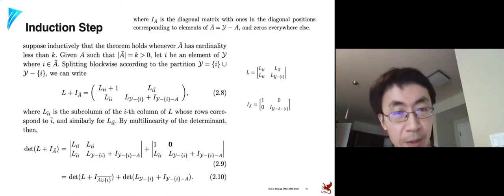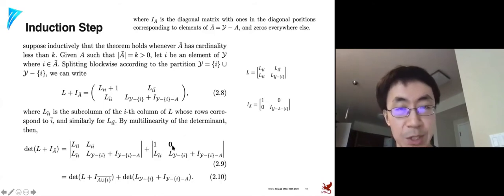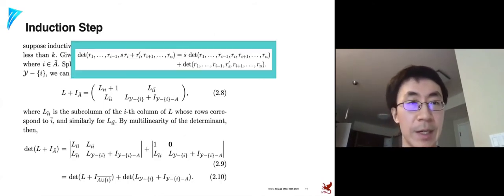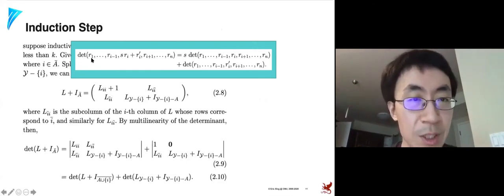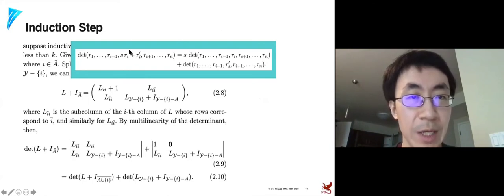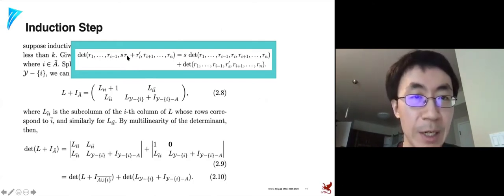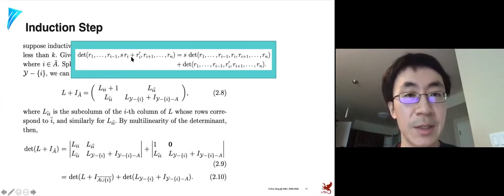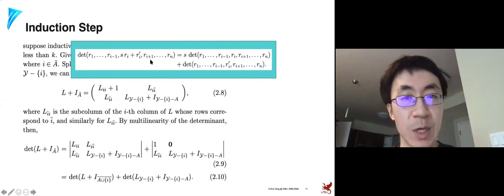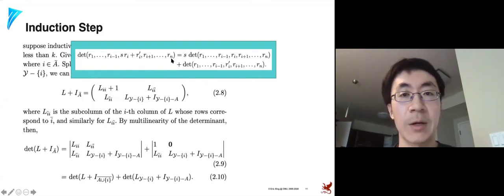For the next step, we utilize the linearity of the determinant to get this equation. Linearity of determinant means the following. We have a matrix where the column vectors are R1, R2 up to R_{i-1}. Then we have a column vector here, which is a linear combination of two vectors. We first multiply this vector Ri with a scalar s, then plus another vector Ri prime. Then we have the rest of the column vectors R_{i+1} up to Rn.